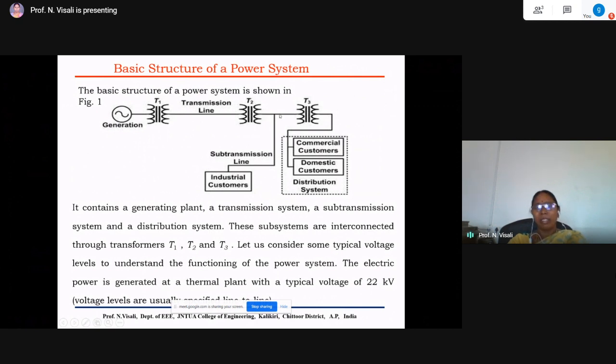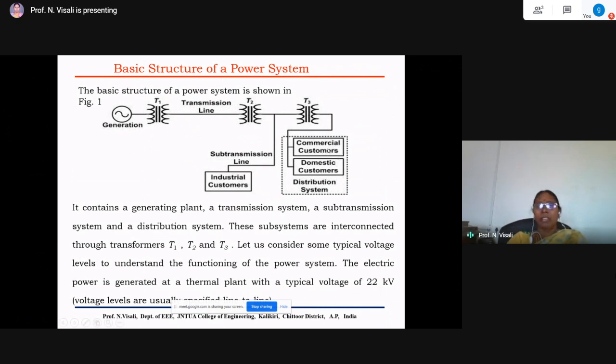This 66 kV is again stepped down to 33 kV, 11 kV and so on using transformer T3. After T3, the network is known as the distribution network or distribution system. In this distribution system there is a mix of consumers, like commercial consumers, domestic consumers, and small-scale industry consumers.